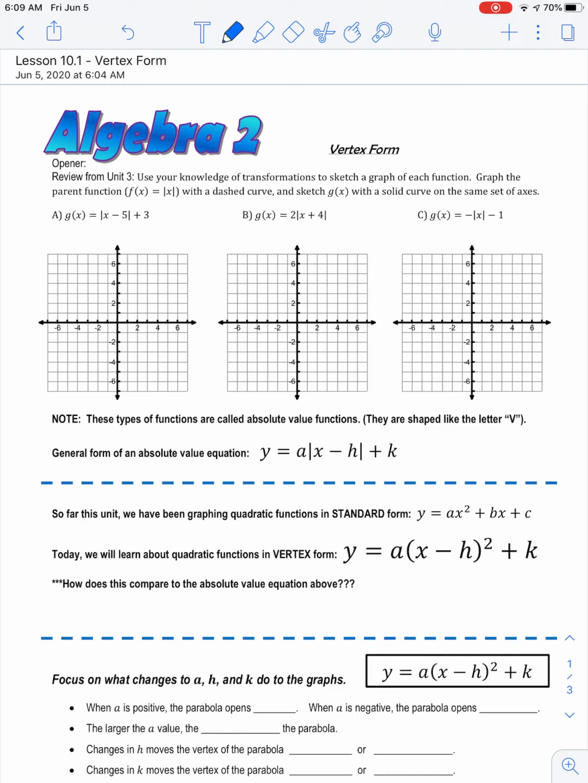In this lesson, we're looking at the vertex form of a quadratic function. Before we get into that, to review from Unit 3, when we did transformations, we're going to do these three graphs, A, B, and C, and then we'll connect this topic that we have already covered to the new topic for today.